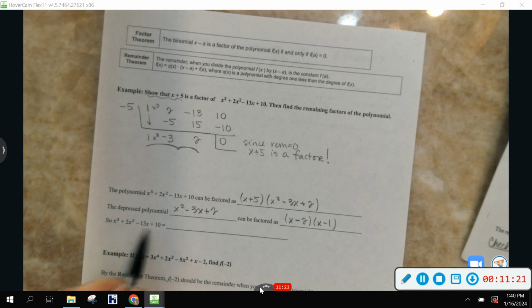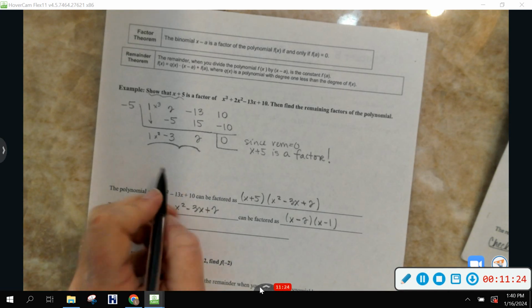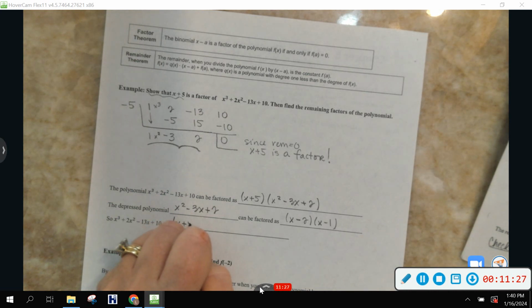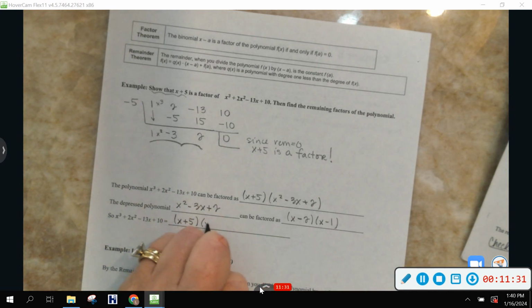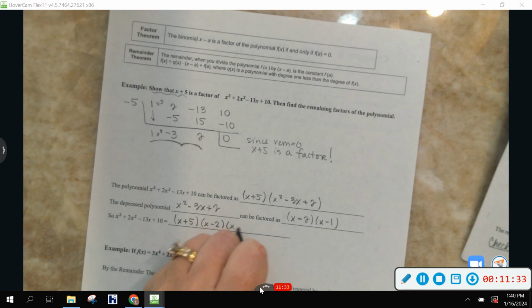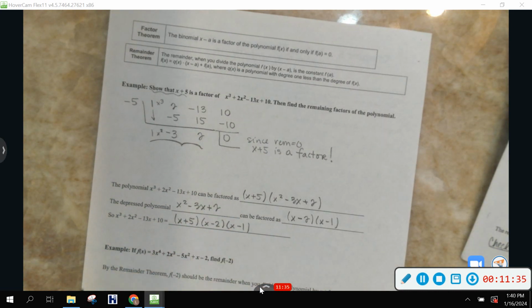So if we look at the full factorization, the simplest factorization of this polynomial, through synthetic division we discovered the factor of x plus 5. Through our own quadratic knowledge, we could finish with x minus 2, x minus 1. Complete factors.